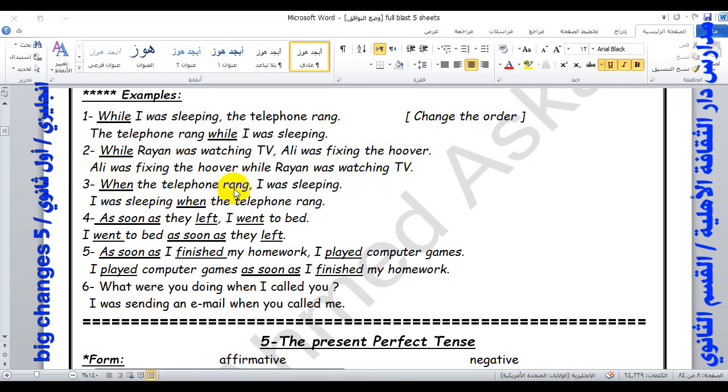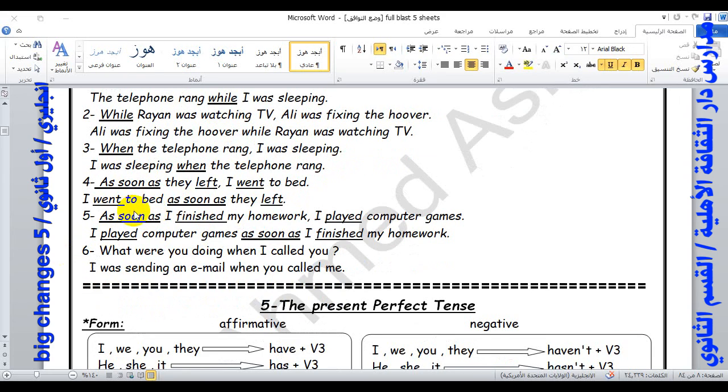3, when the telephone rang, I was sleeping. I was sleeping when the telephone rang. In sentence number 3, the sentence starts with when بمعنى عندما. When is followed by the past tense. When the telephone rang, I was sleeping. Change the order. I was sleeping نكتب دي في الأول، الجملة التانية دي نكتبها في الأول، ونجيب الجزء الأولاني ده في الأخير. When the telephone rang بدون تغيير أي أفعال أو شيء.